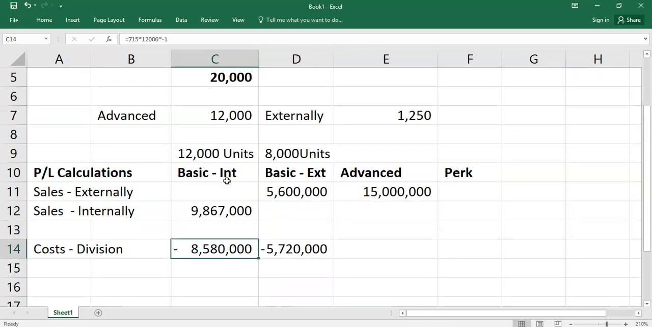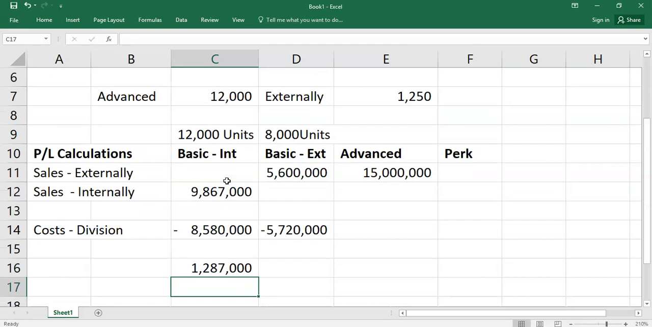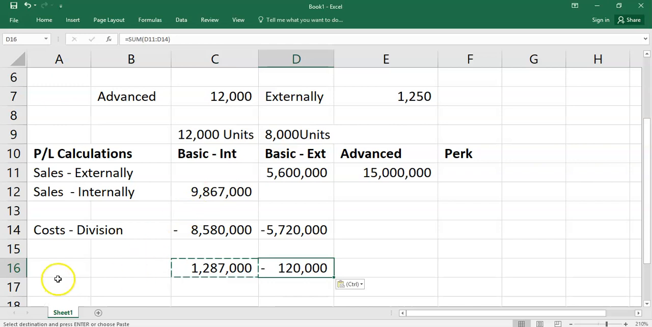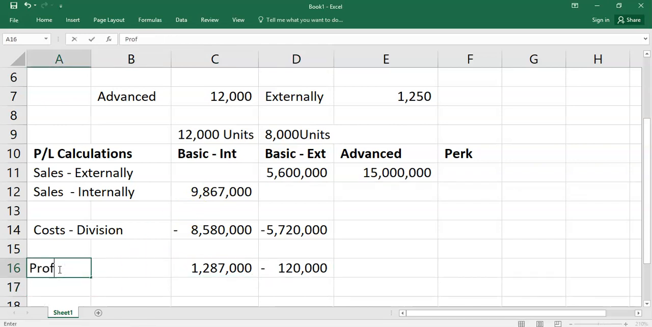So Basic's profit internally, 1.287 million. Profit externally, they actually make a loss. So profit slash, we'll put in brackets, loss.